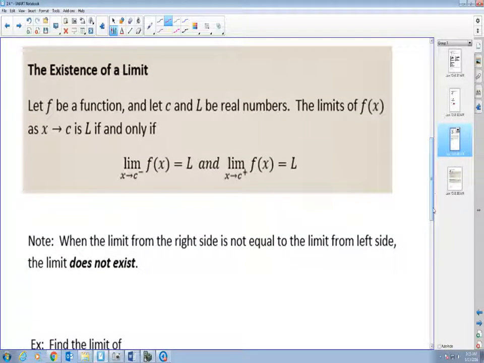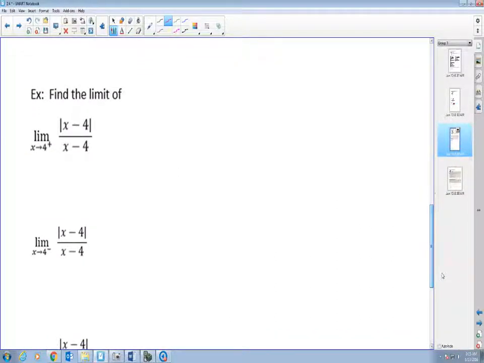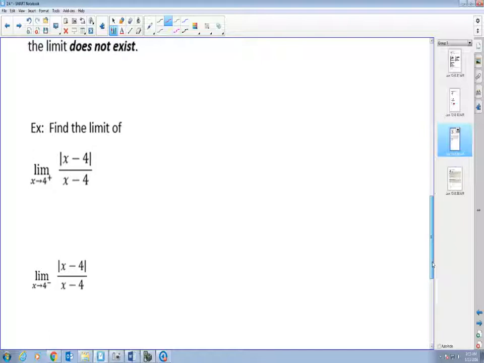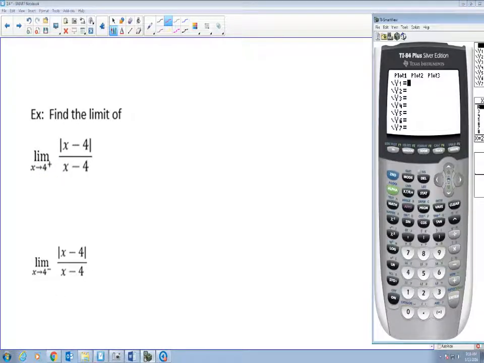Alright, so check it out. For this example, remember now, the limit from the right and the limit from the left have to be the same. Otherwise, the limit does not exist. So let's take a look at the limit of this function as x approaches 4 from the right hand side. If I graph it, this is an absolute value function.